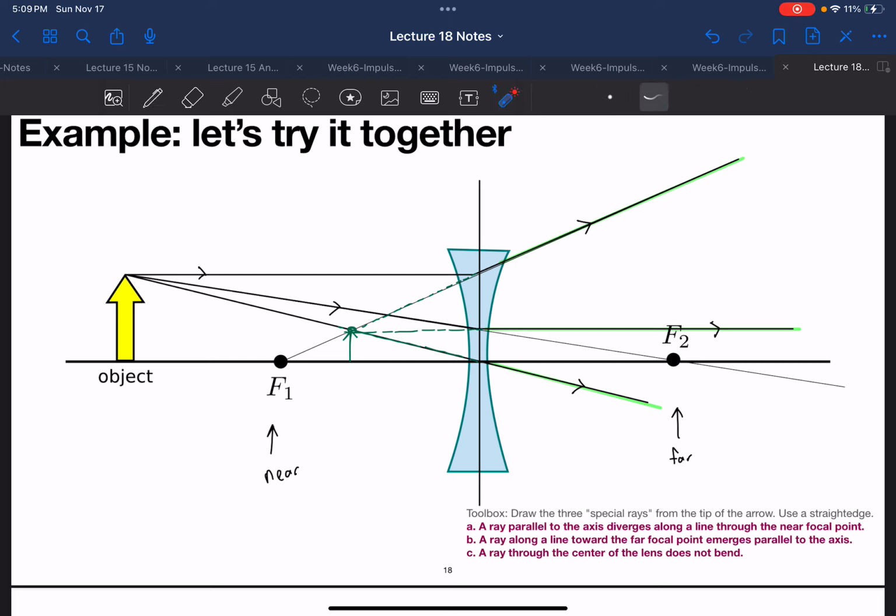And let's go ahead and figure out what type of image this is. Well, any image that is being formed from extrapolated rays, the rays aren't actually converging here. You know that this is a virtual image.